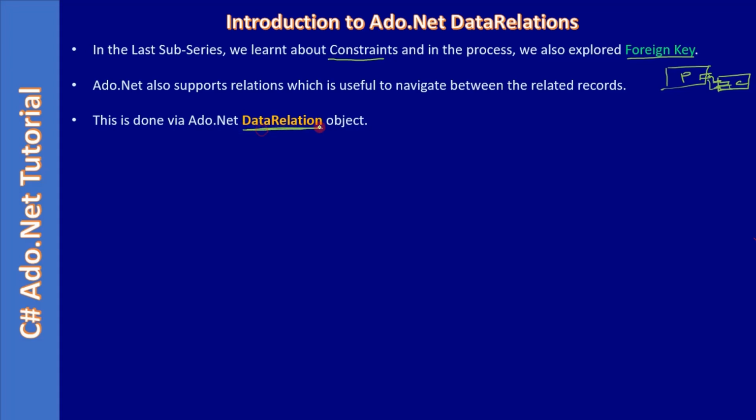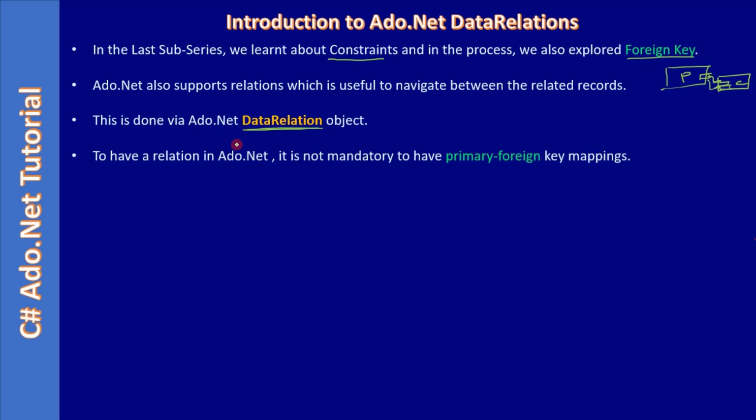So this sub-series is all about this data relation object, and we will get more light about data relation and how do you establish a relationship between two tables. To have a relation in ADO.NET, it is not mandatory to have primary foreign key mapping in the underlying SQL. So in SQL Server, you need not have the primary foreign key relationship, but still you can establish relationship in ADO.NET.